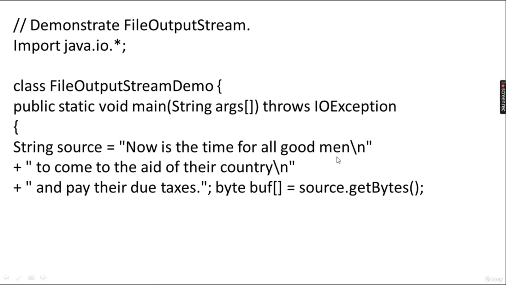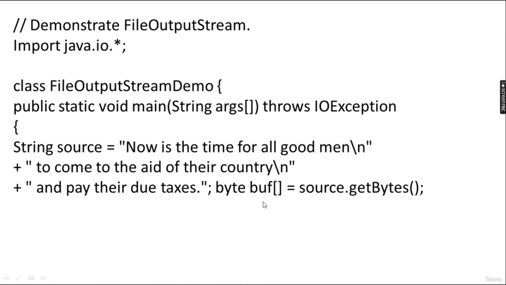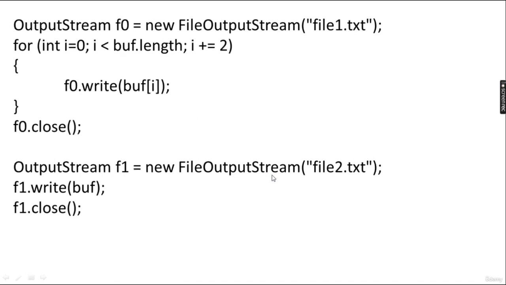Source is "Now is the time for all good men to come to the aid of their country and pay their due taxes." And buffer is source.getBytes. First of all, we get the bytes from source into a byte buffer. What is source? Source is the string I want to write to a file, so I get its bytes into a byte array called buffer.